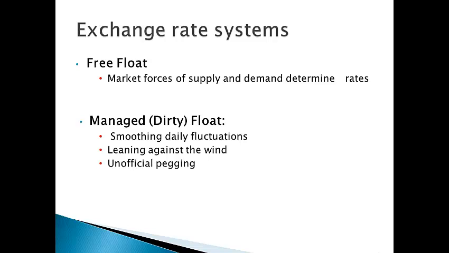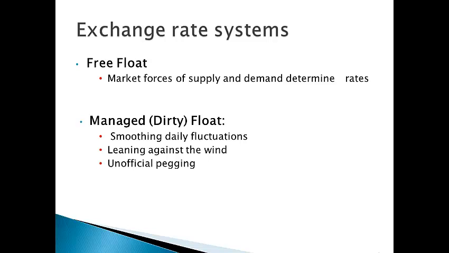A managed or dirty float does involve government intervention. And there's three basic kinds. There's smoothing of daily fluctuations, where the goal is to preserve an orderly pattern of exchange rate changes and ease transitions from one exchange rate to another. So this is just the central bank intervening, buying or selling a different currency in order to help smooth out exchange rate fluctuations and move from one rate to the next almost on a daily basis, kind of trying to make things more predictable in the short term.